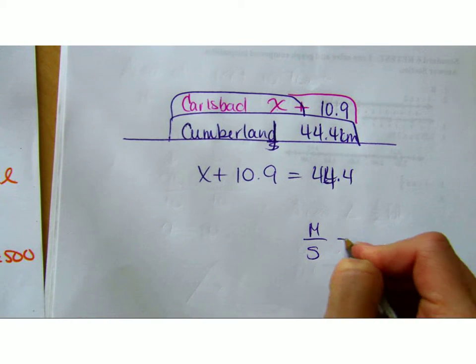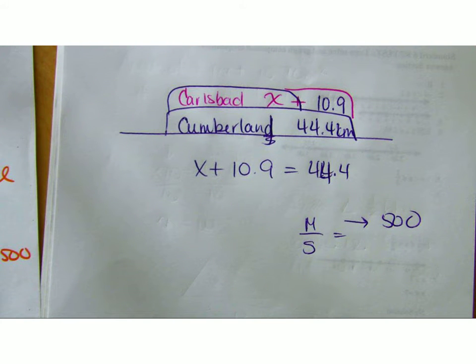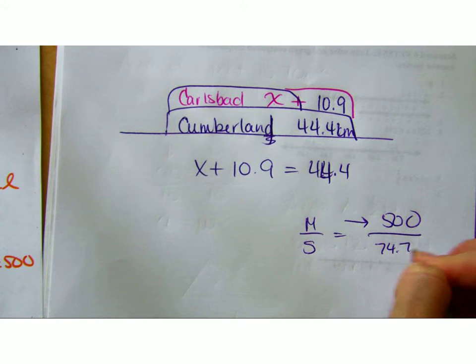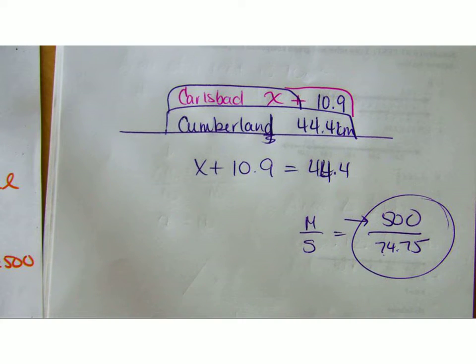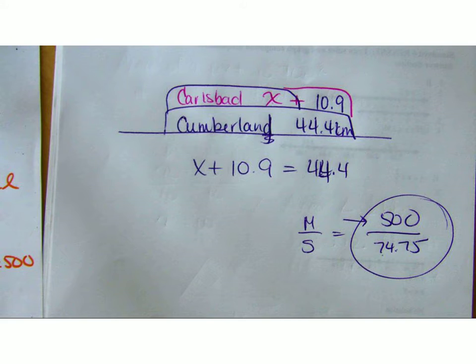Meters per second, how many meters did this person run? 500. How long did it take him to run it in? 74.75. Because I divided to get my answer, and they want to know the average speed per second. She ran for 74 seconds, and in that 74 seconds she covered this much. So how much did she run in 1 second? That's what we're trying to find.